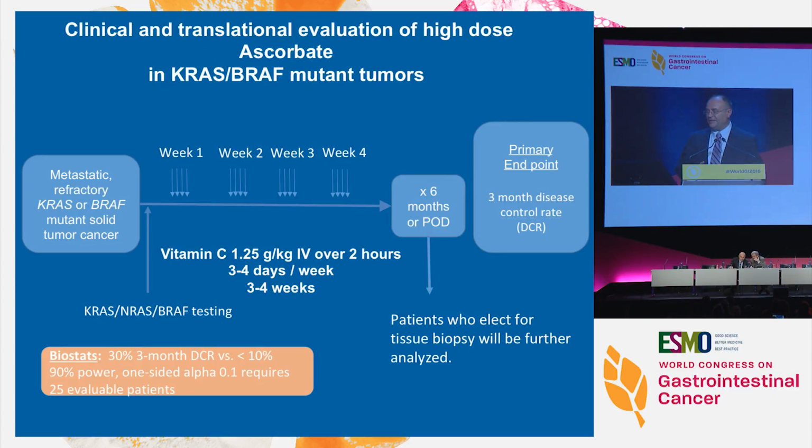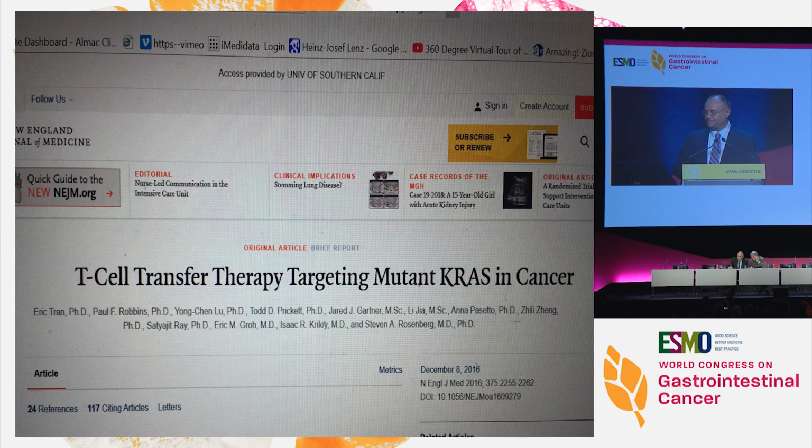This is the clinical trial with vitamin C. You know, high doses; low doses do not do it. It's 1.25 grams per kilogram, 3 to 4 times a week. Ongoing for pancreas and colon cancer.